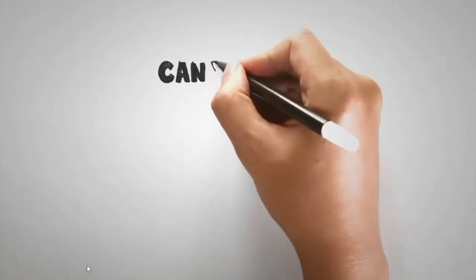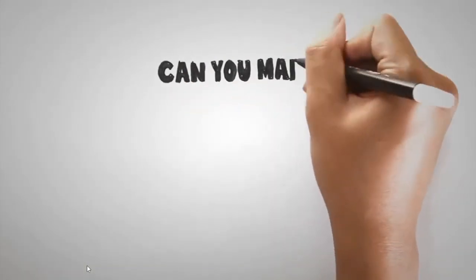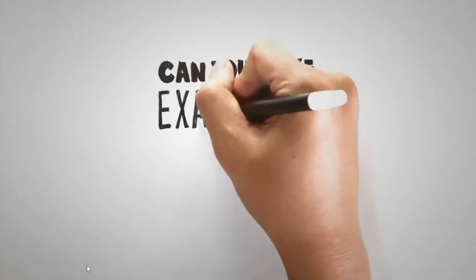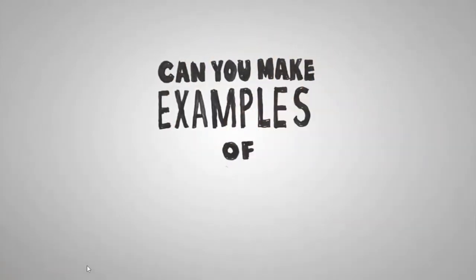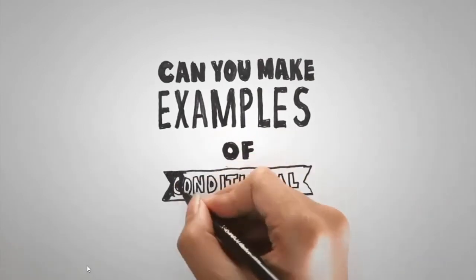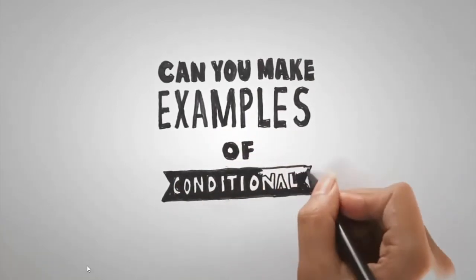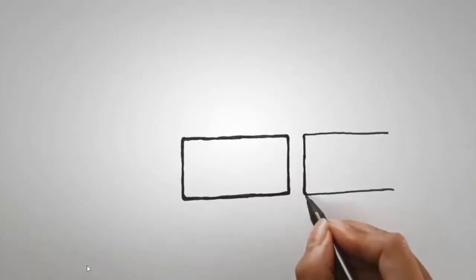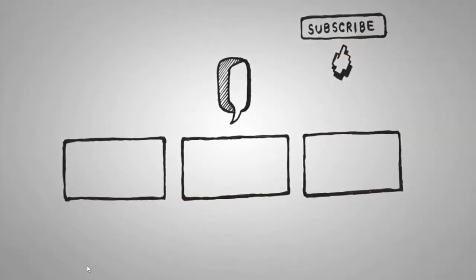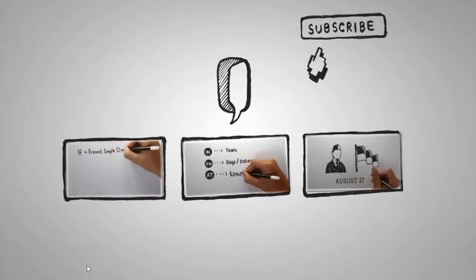So, these are examples of zero conditional sentences. You can use zero conditional sentences for facts and rules. Can you make examples of zero conditional sentences? Write them down in the comment section below. And don't forget to click to subscribe for more English grammar tips.